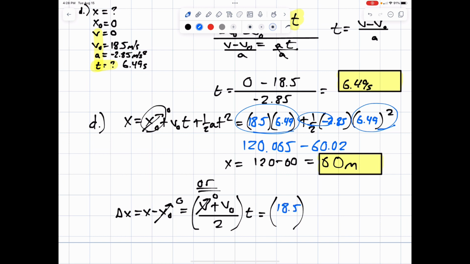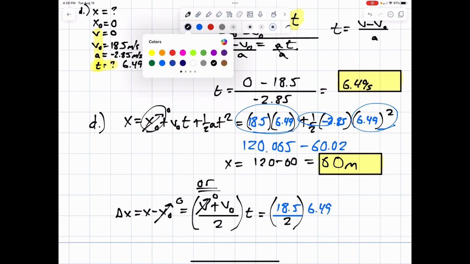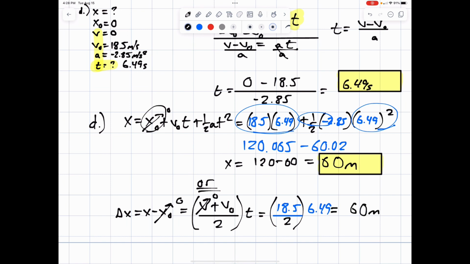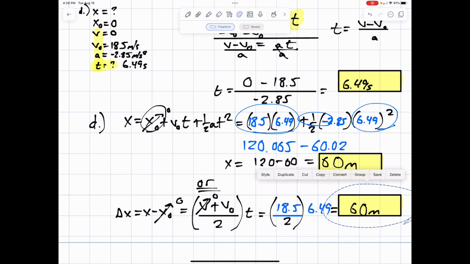So 18.5 times time, 6.49 seconds, and then divided by 2. Sorry, I'm mixing up the numbers here: 18.5 times 6.49, divide that by 2, and what do you know? Coincidence? I think not. Just multiple ways of doing the same thing.